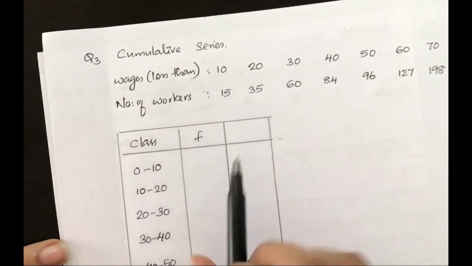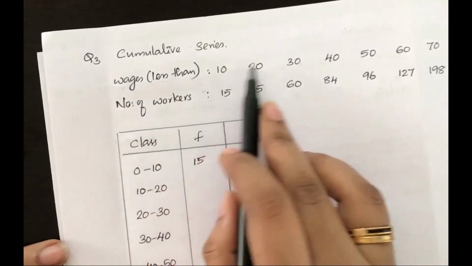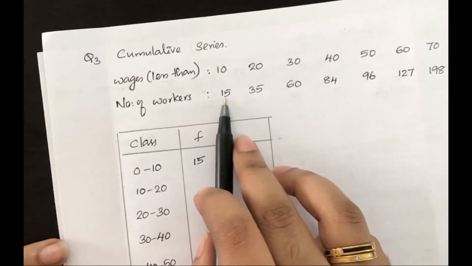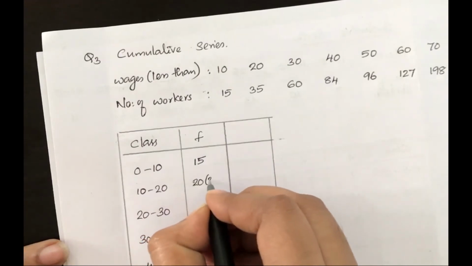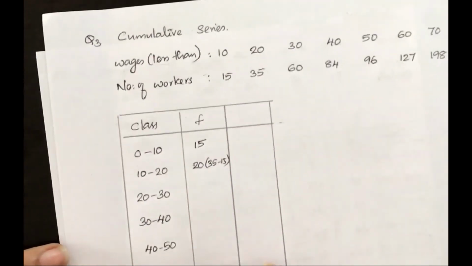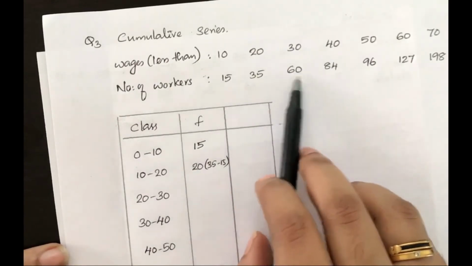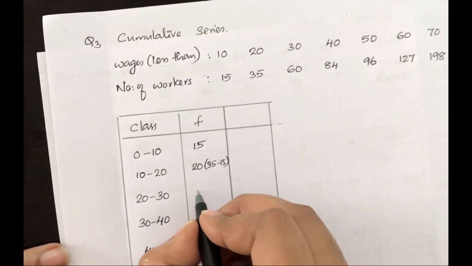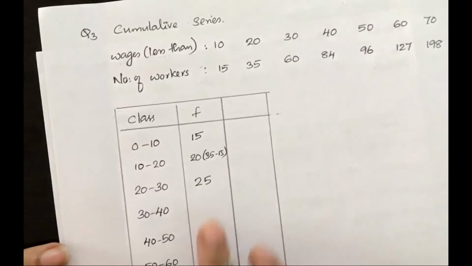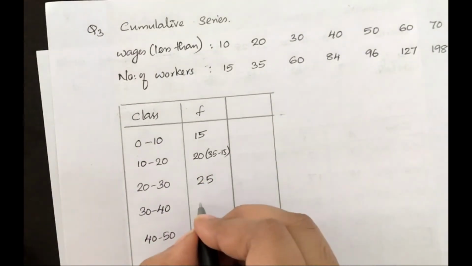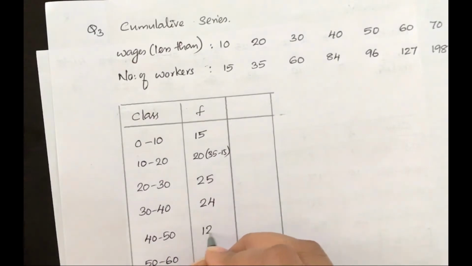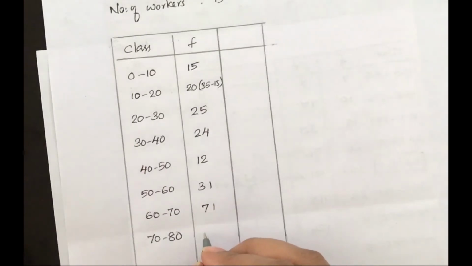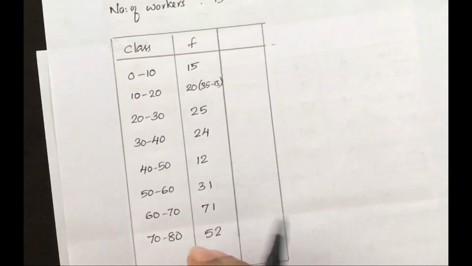For 0 to 10, the frequency is given in the question itself, 15. For 10 to 20, the frequency of 10 is 15, of 20 is 35. Just take the difference, 35 minus 15, that is 20. Okay, next 20 to 30, frequencies are 35 and 60. Just take the difference, that is 25. Similarly, complete the frequency column. Next 24, 12, 31, 71, and the last frequency 52, that is 250 minus 198.